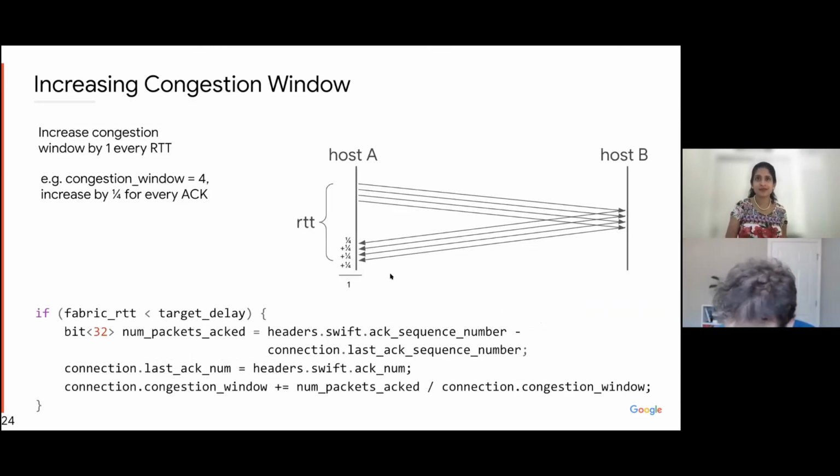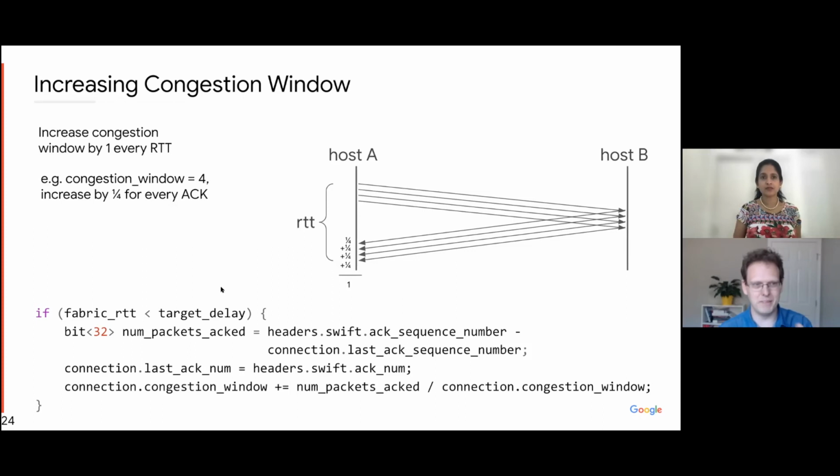All right, and then lastly, we also have a case where we increase the congestion window. We're not sending as many packets as we could, and we notice that when the round trip time is lower than our target. In that case, every round trip time, we want to increment our congestion window by 1.